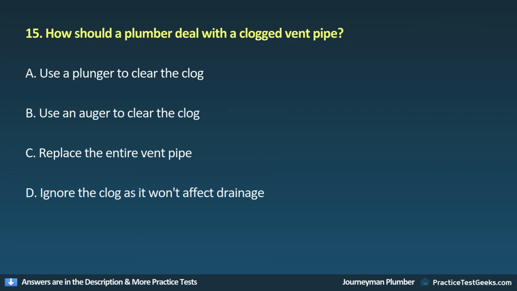15. How should a plumber deal with a clogged vent pipe? A. Use a plunger to clear the clog. B. Use an auger to clear the clog. C. Replace the entire vent pipe. D. Ignore the clog as it won't affect drainage.